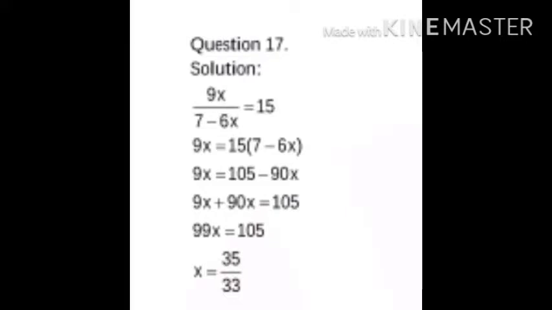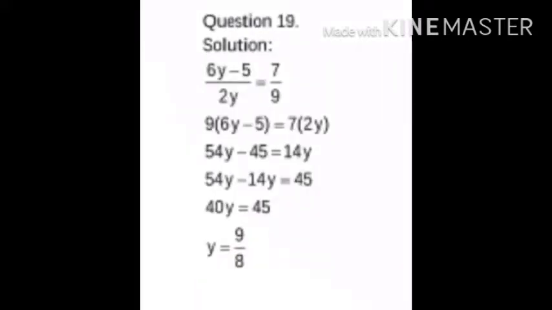9x plus 90x is equal to 105. We transfer 90x to the LHS side. Now it implies 99x is equal to 105, and x is equal to 35/33 is your answer. Now the question number 19.